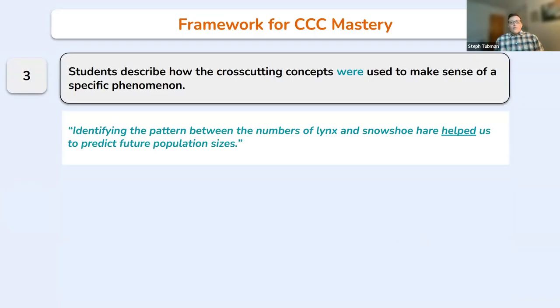All right, in the third phase, we're taking it even a little bit higher. Students are now going to describe how the cross-cutting concepts were used to make sense of a specific phenomenon, how they were useful to them. So for example, a student might say, identifying the pattern between the numbers of lynx and snowshoe hare helped us to predict future population sizes, for example, if that's what they did.